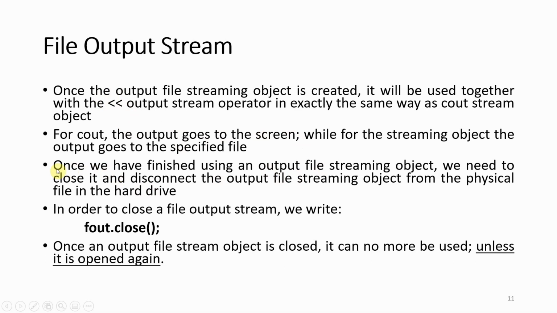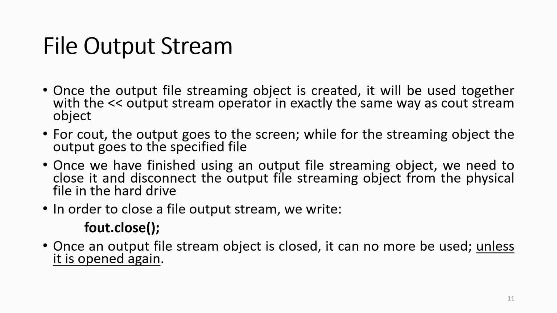This is very important: once we have finished using an output file streaming object, we need to close it. As we opened it, we have to close it when we are done with it and disconnect the output file streaming object from the physical file on the hard drive. This is done using the close member function. So when you say fout.close, it basically makes a disconnection between that object and the text file.